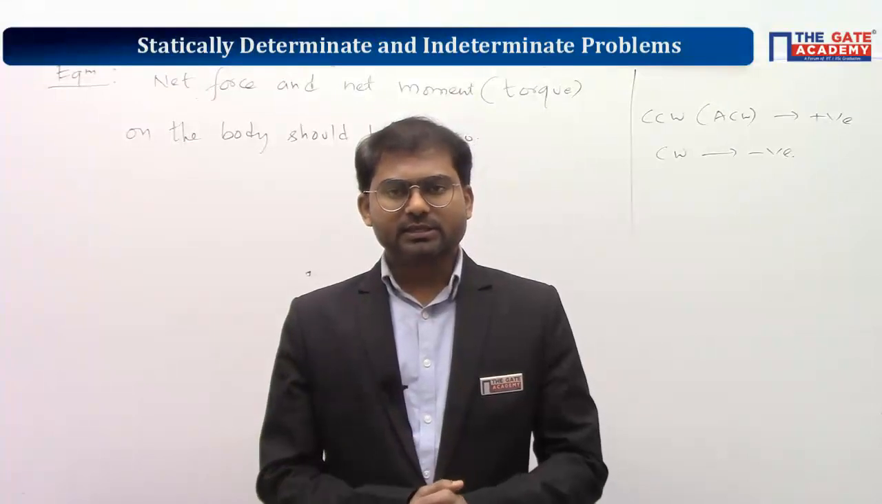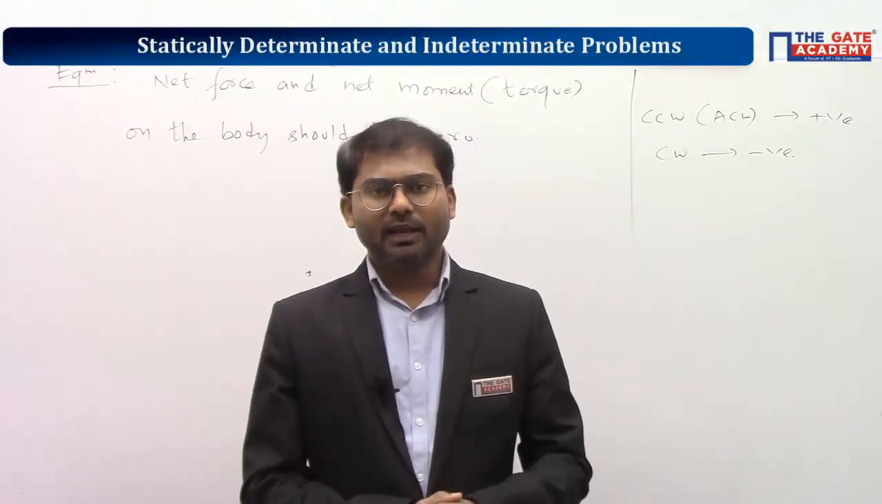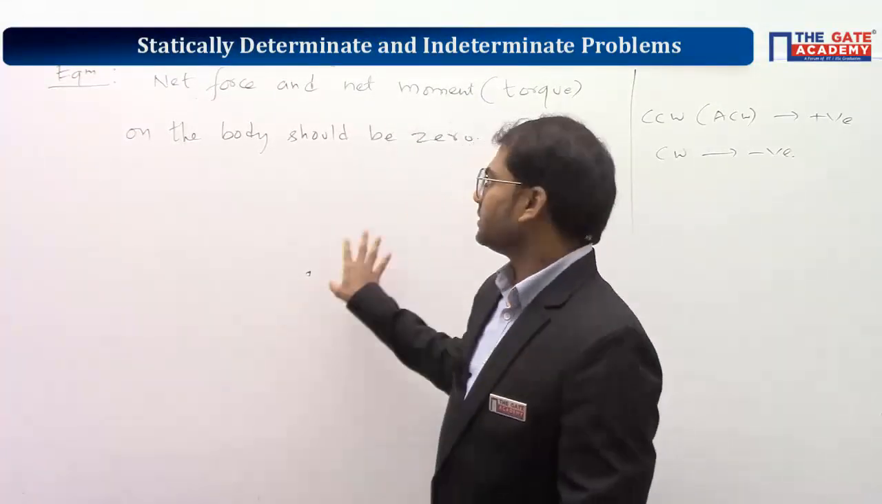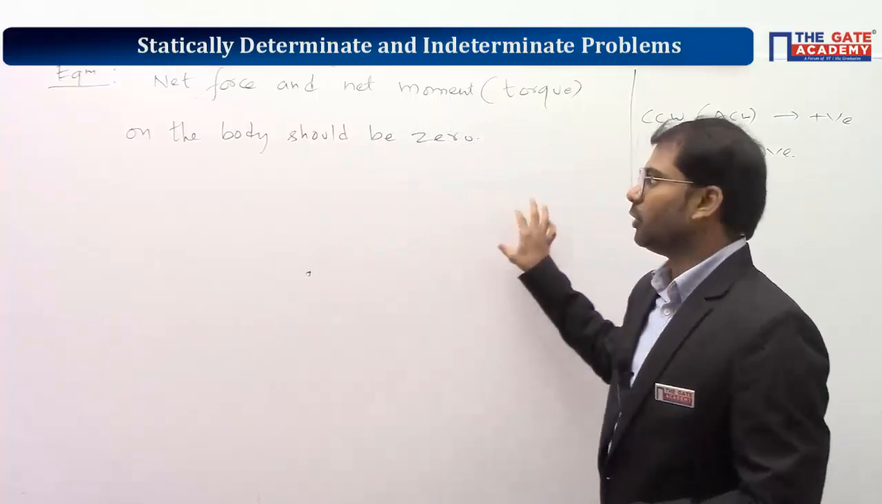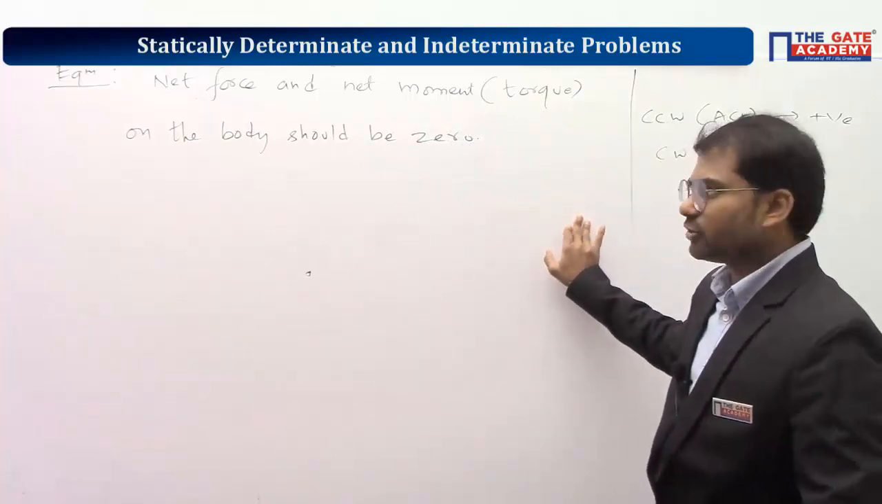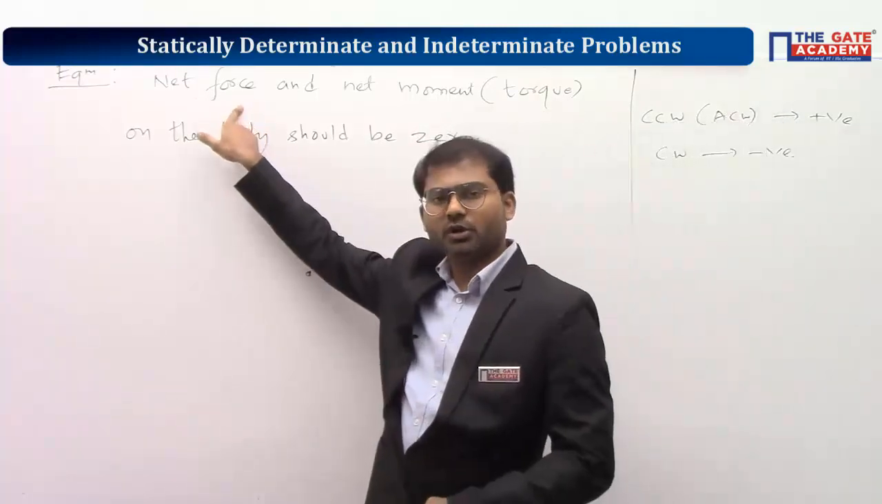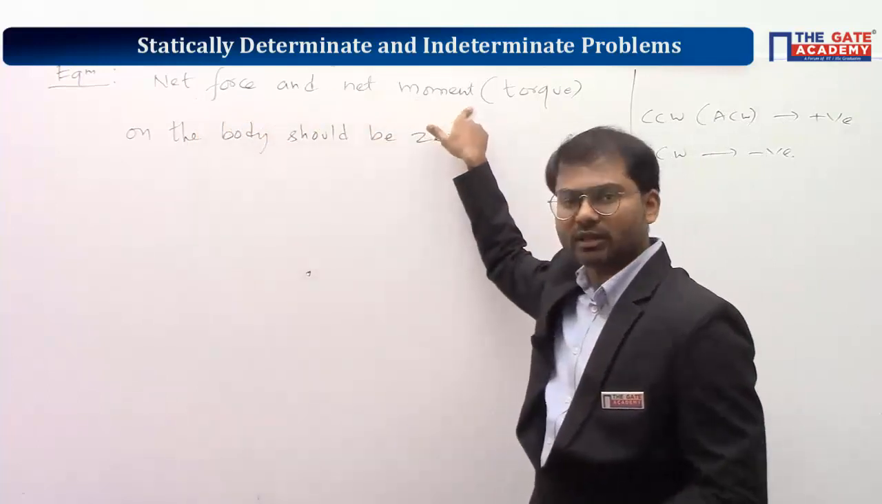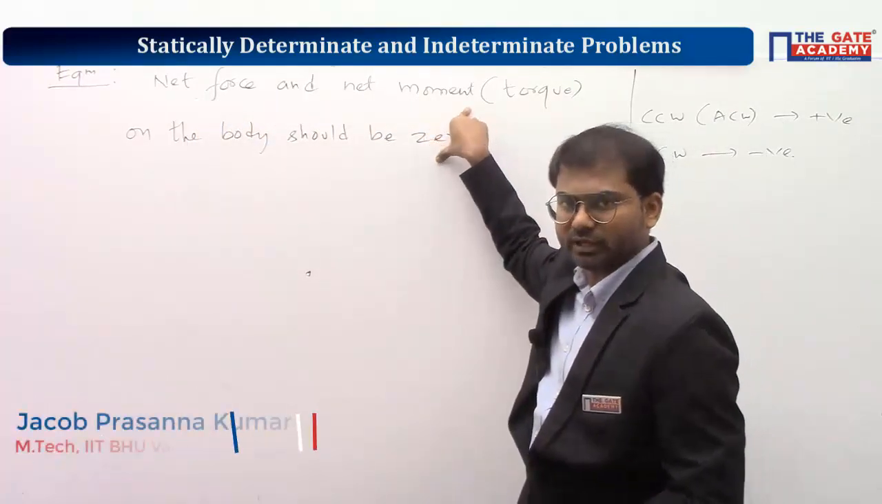So we started with the topic of equilibrium, and I've given the definition of equilibrium like this: net force and net moment on the body should be equal to 0. There shouldn't be any linear effect due to a force or turning effect due to a force. That's the expectation for the condition of equilibrium.